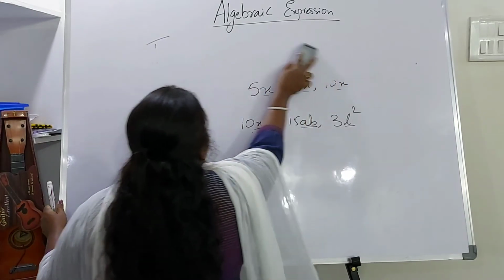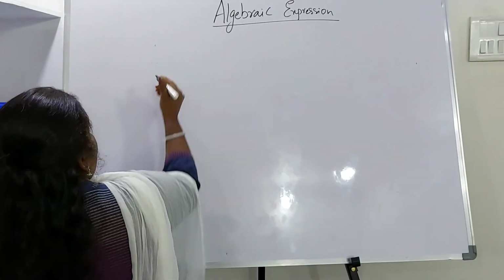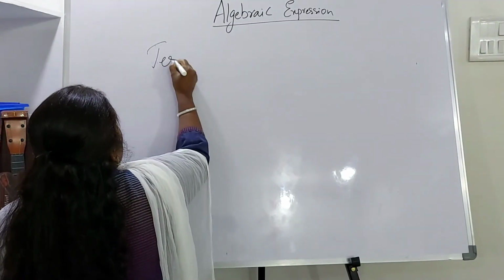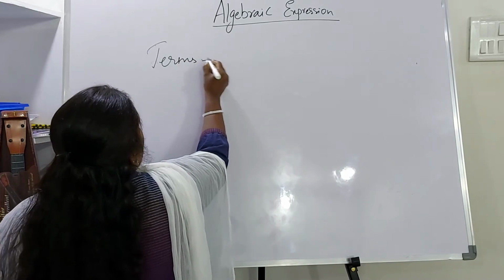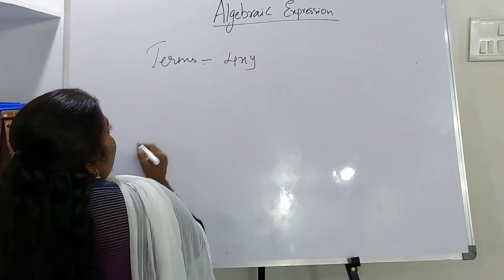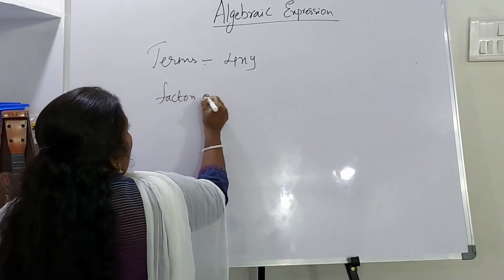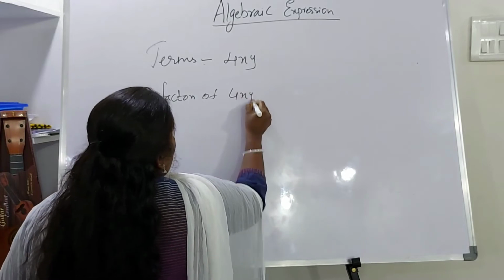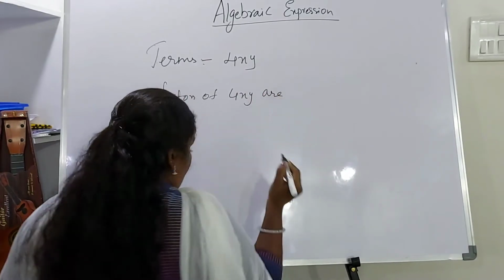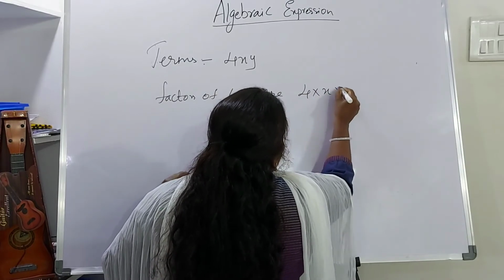Now next, let me explain about the factors of a term. As I told you, a term is a combination of a variable and a constant. So take 4xy. Now what are the factors of it? Factors of 4xy are, now 4xy can be written as 4 into x into y.